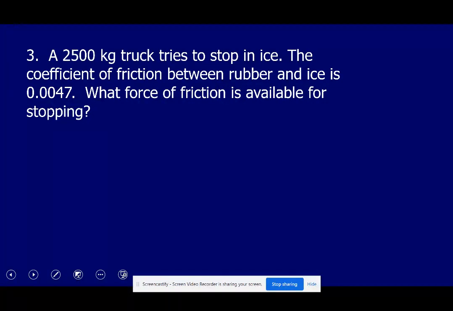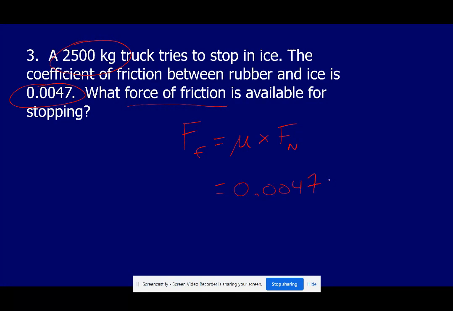Anyways, example 3. A 2,500 kilogram truck tries to stop on the ice. There's a coefficient of friction of 0.0047. What force of friction is available for stopping? So now it wants me to calculate the force of friction. Force of friction equals mu times the normal force. All right, good. We have mu, 0.0047. We don't have the normal force.